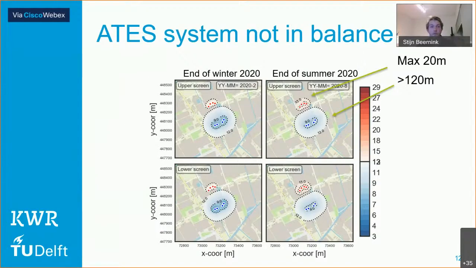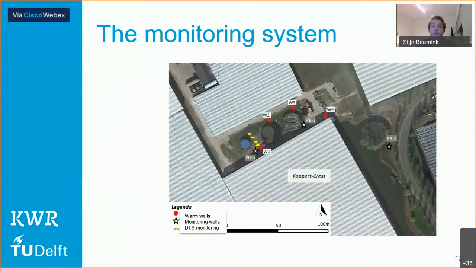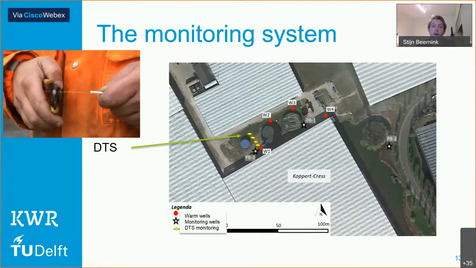Yes, so now let's look at the monitoring system. The monitoring system is situated around the warm wells, of course, and is mainly located near warm well one. So we can see on the figure, to the north side of warm well one, four yellow shapes. And those shapes are the locations where we have DTS monitoring.